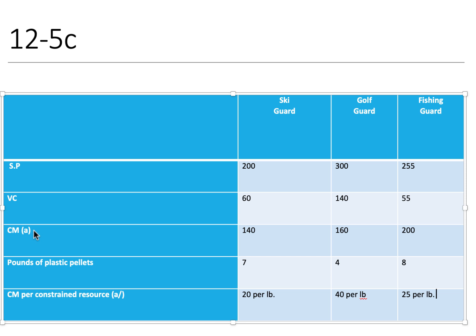Why does this happen? Well, because the fishing guard uses more of the constrained resource in proportion to its contribution margin than the other two products. So basically what we're saying here is more of the other products can be produced for a given amount of the constrained resource, and this more than makes up for the lower contribution margin.